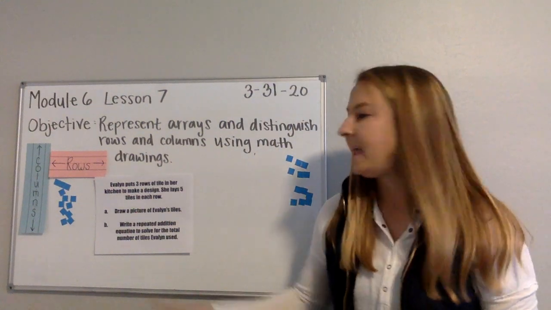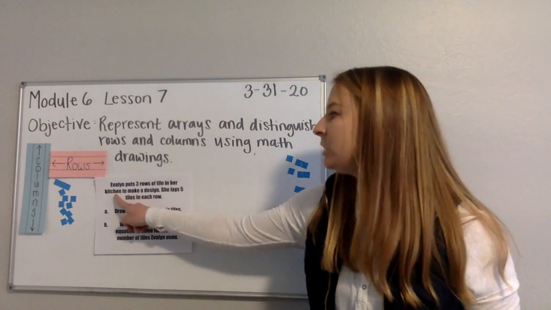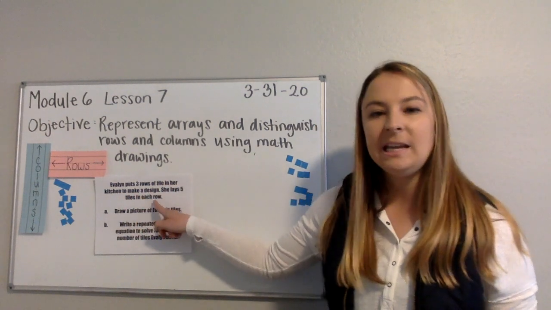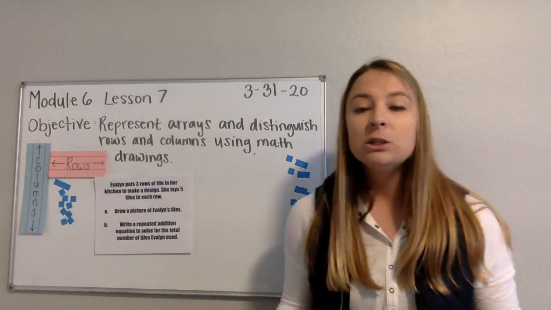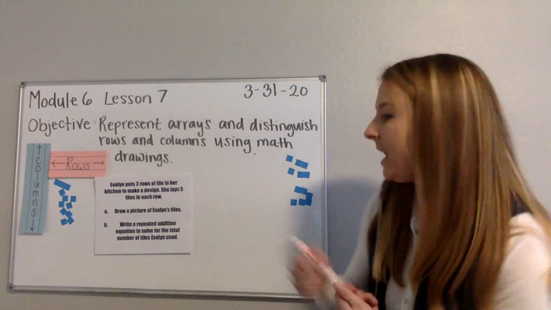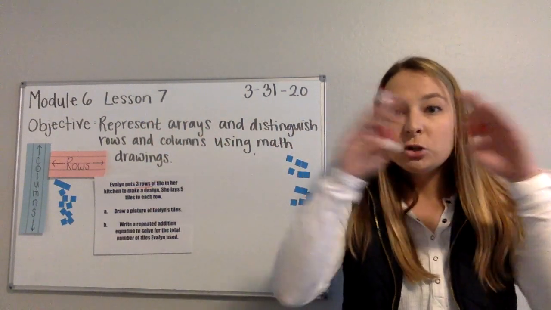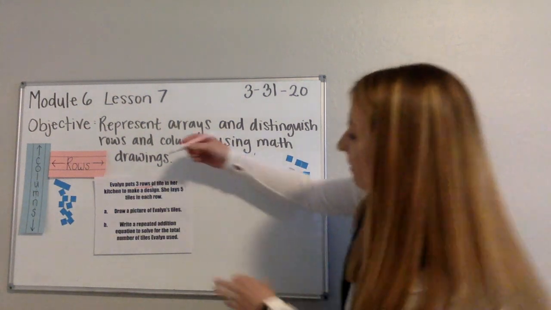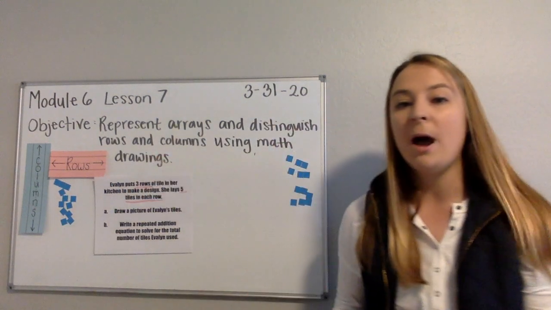My word problem today says, Evalyn puts 3 rows of tile in her kitchen to make a design. She lays 5 tiles in each row. So something already stands out to me. Evalyn's moving tiles around in her kitchen, and I know that she makes 3 rows. Okay, so I can start picturing the rows that she is moving her tiles in. I also know that she has 5 tiles in each row.